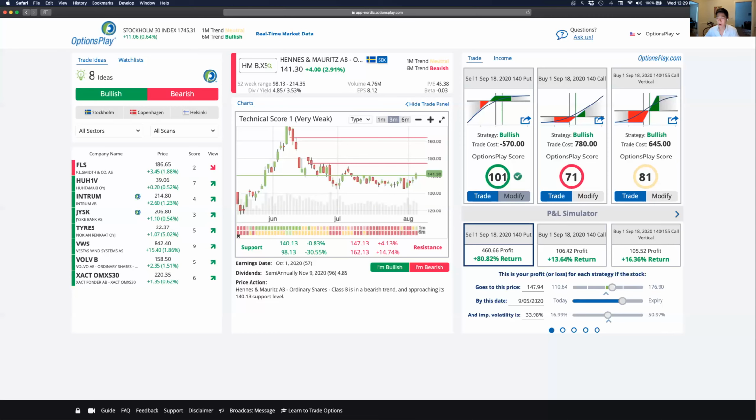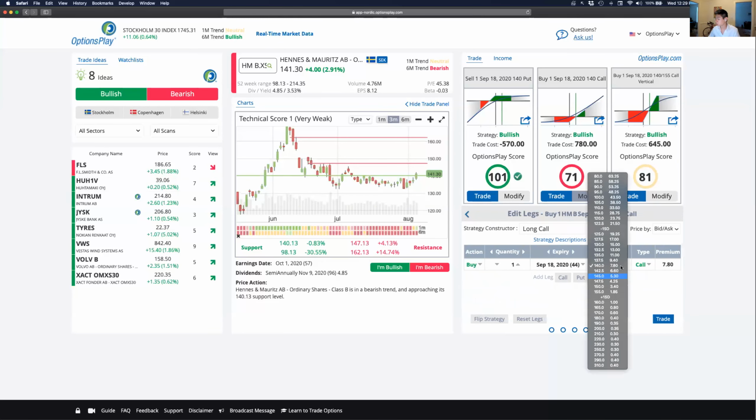You can buy an in-the-money call option. Whenever you're buying a call option, you have the choice of a lot of different strike prices. The lower the strike price, the higher the delta. The higher the strike price, the lower the delta. So you're absolutely right. You have a very wide range of choices.